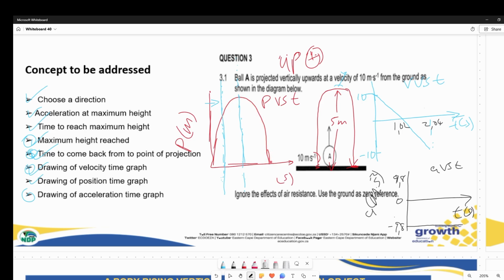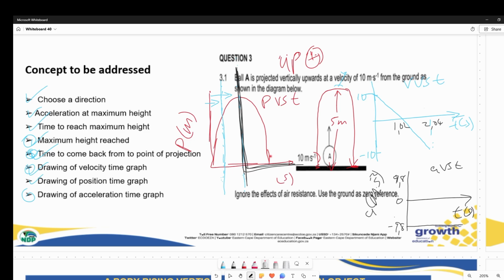Then if that ball is thrown downwards from a certain height, then again, you shift that blue line. It is going to be the black one on this side now. So that means your graph is going to be on this side. Then the shape is going to be given as that shape of the position versus time graph for a ball that is thrown downwards from a certain height. So that's what you're supposed to get there.